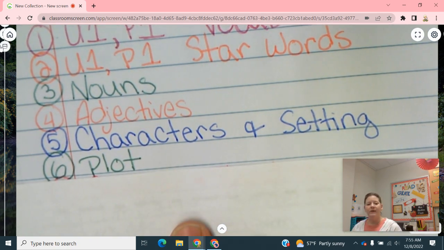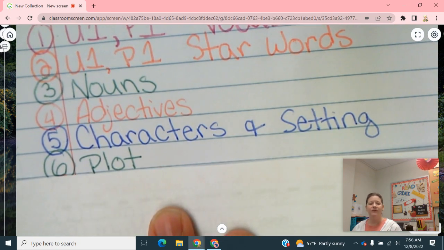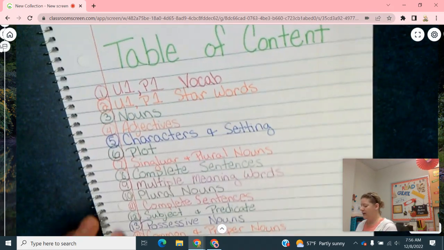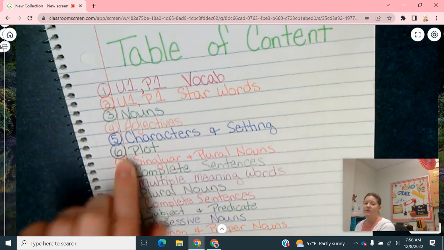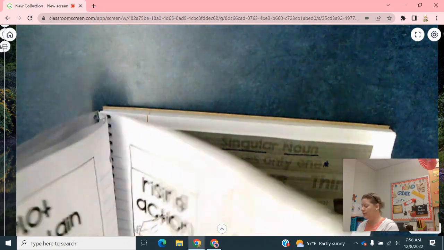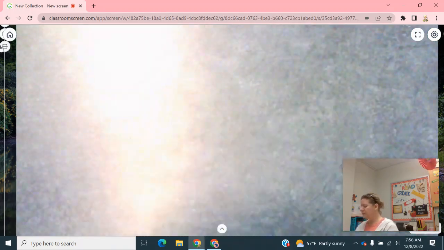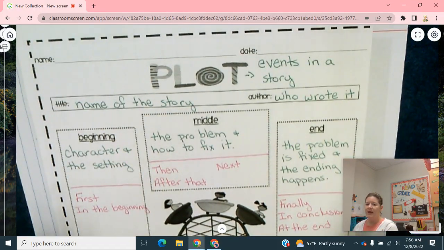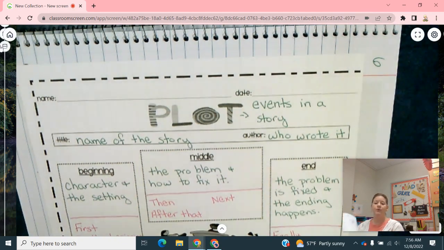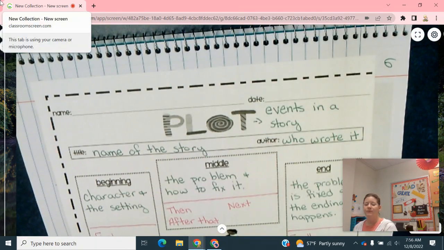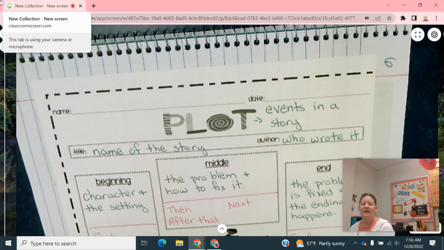Okay. Once you have plot written on your table of contents, we can go ahead and get started with your note page. So I can see here that I made plot page number 6. So it will be really easy for me to find page number 6 and go to my plot page. Okay. So my plot page is already filled out. That's okay. What I would like you to do is to get your plot notebook page and go ahead and glue it into your notebook. As you can see, I turned my notebook page and glued it down into my notebook.